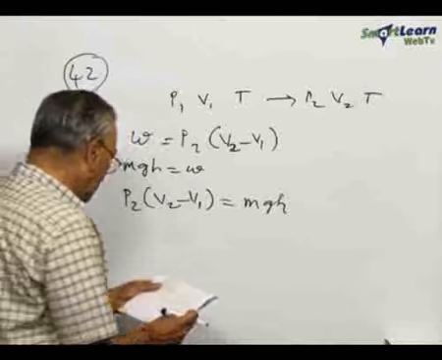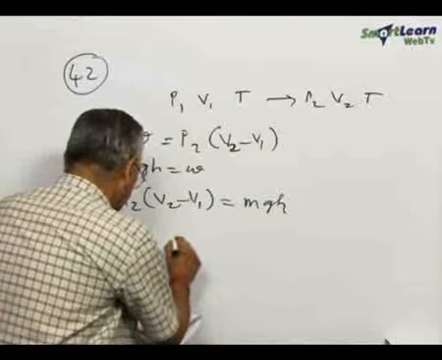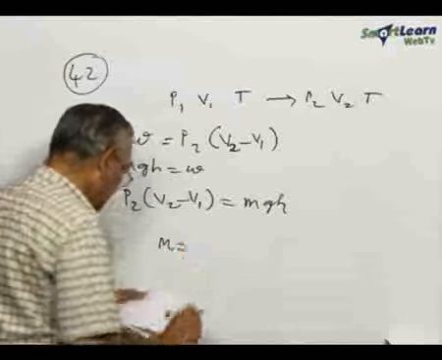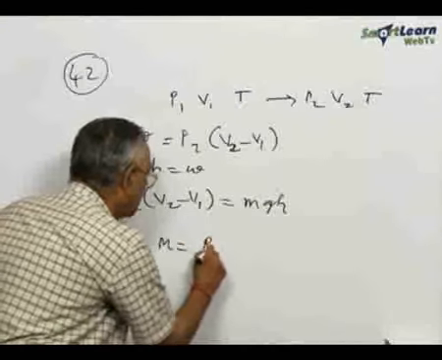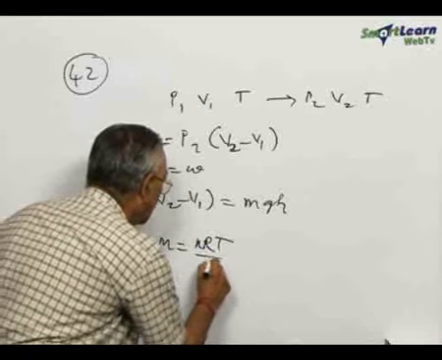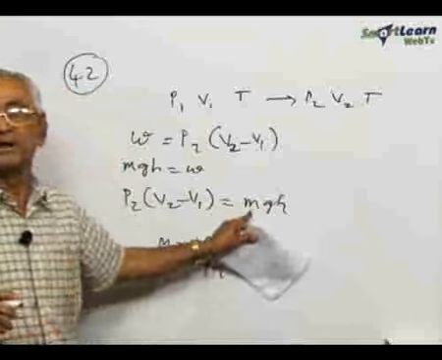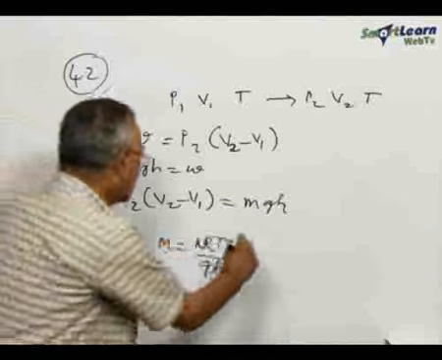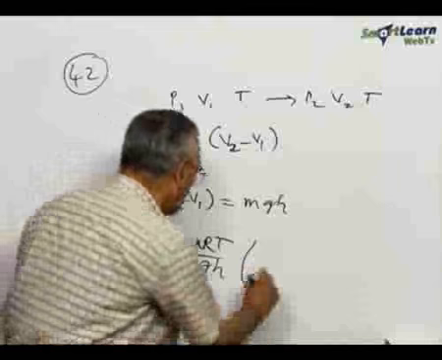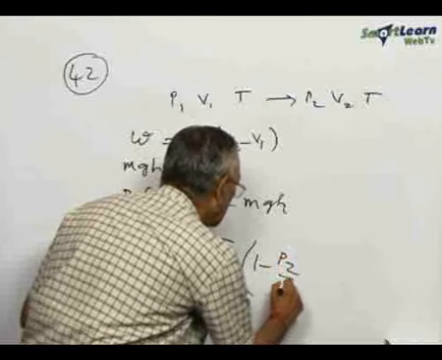When you simplify the whole thing, this will become the amount of work done, m is equal to nRT by gh, nRT by gh. This is given in terms of m. What is the maximum mass that is given? It is not in terms of work, nRT by gh into 1 minus P2 by P1.